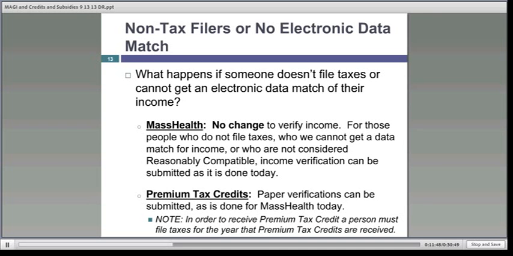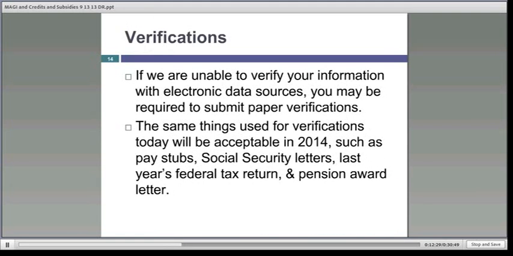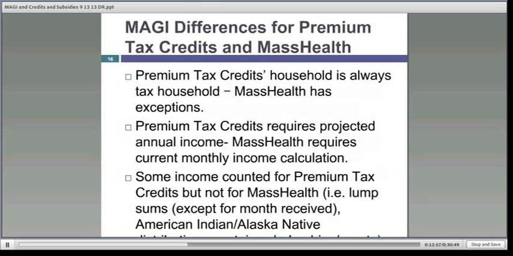So for slide number 72, this talks a bit about non-tax filers and what happens if there's no electronic data match. Obviously, we know there's going to be many instances, particularly for the MassHealth population who are lower income, where people either don't file taxes or we're not able to get a data match to verify income. So for MassHealth, there's no change in the income verification process. We don't have a tax return or we're not able to get a data match. We're going to send out a request for information as we do today, the VC1, and we're going to ask for that income verification amount.